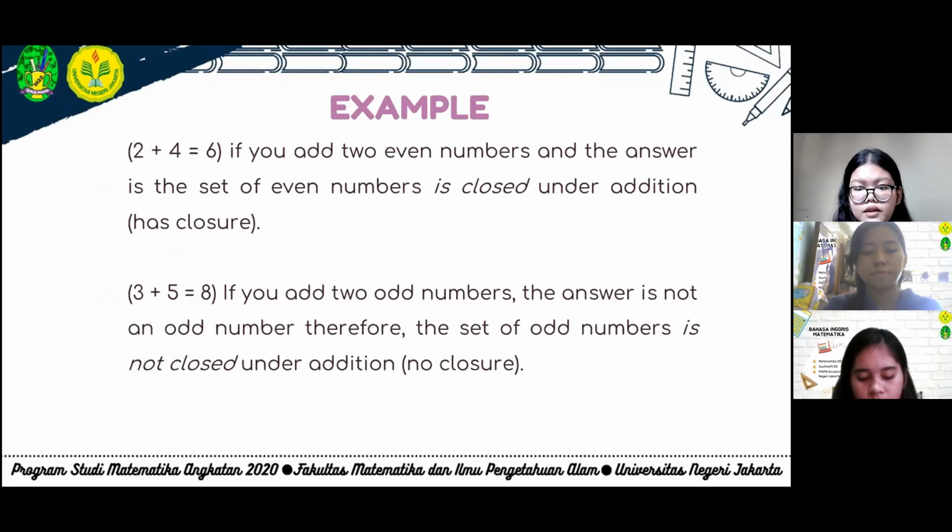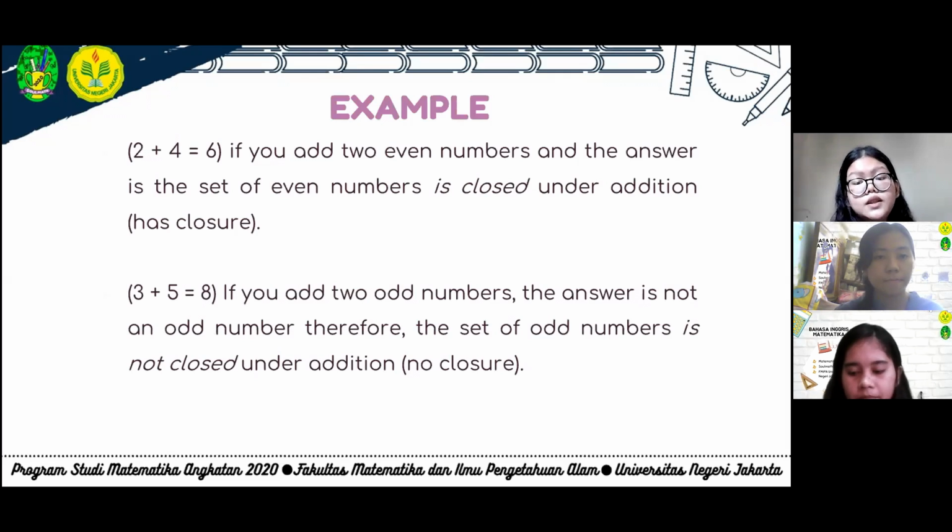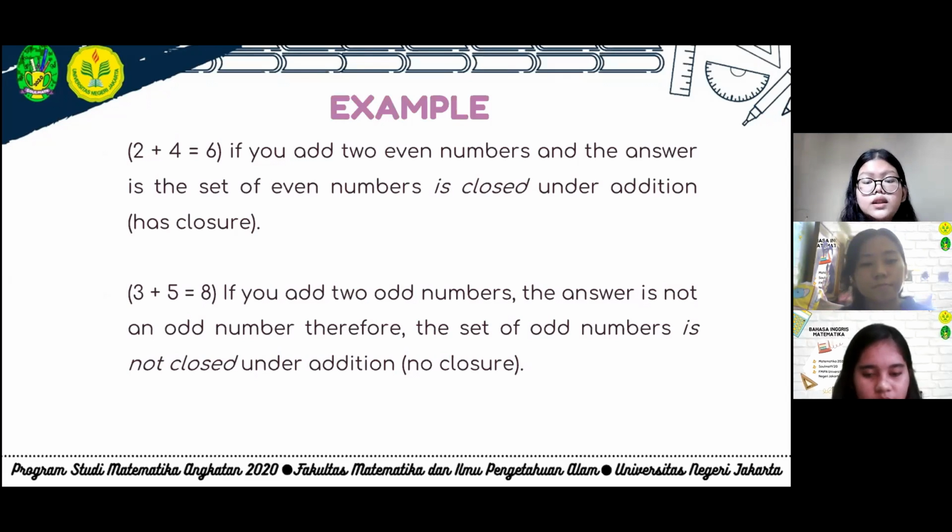For example, the first one, 2 plus 4 is equal to 6. If you add two even numbers and the answer is in the set of even numbers, that means the set of even numbers is closed under addition, or has closure. The next example, 3 plus 5 is equal to 8. If you add two odd numbers, the answer is not an odd number. Therefore, the set of odd numbers is not closed under addition, or has no closure.